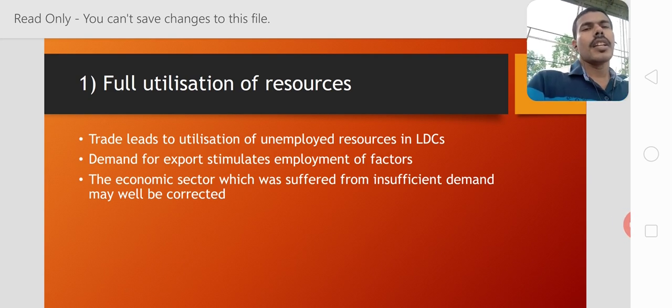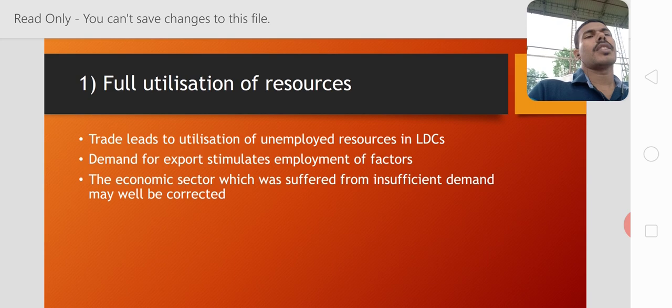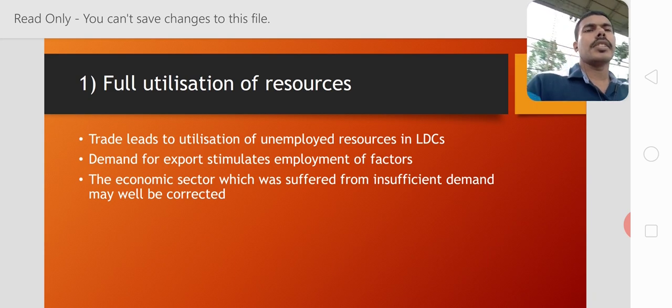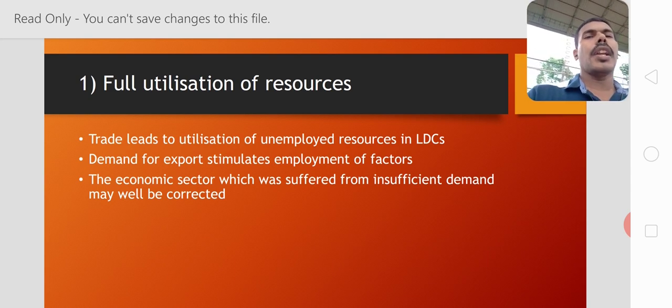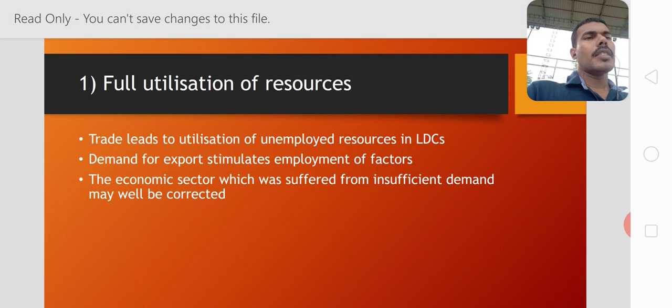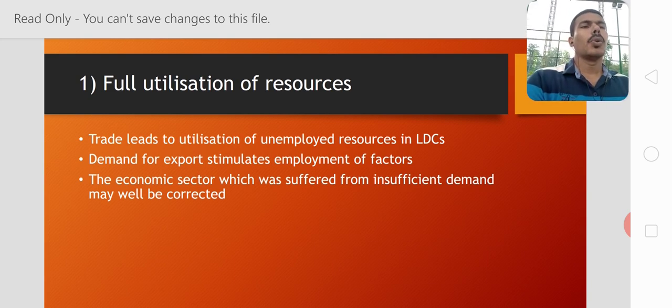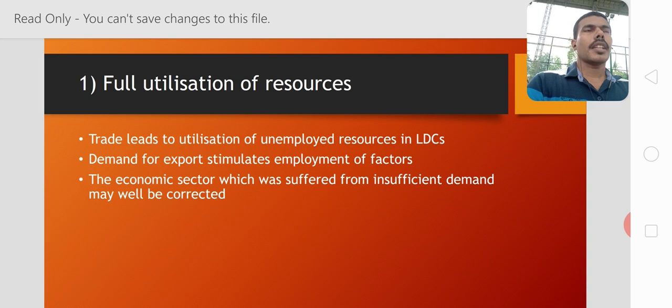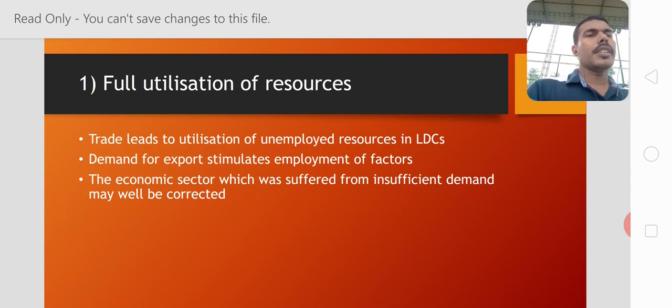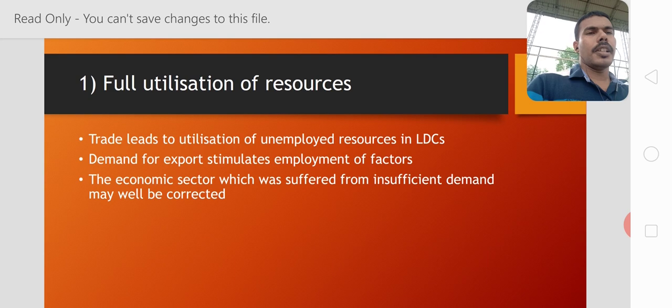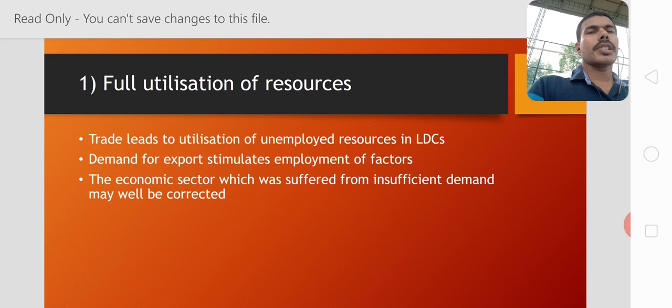First one is the full utilization of resources. There may be some resources in several nations which remain underutilized or unutilized. For example, there are some laborers who remain unutilized. That is the case of unemployment. So this unemployment can be corrected as the export sector is active in that nation. That means the export sector will generate more and more employment. So this is utilization of unemployed or underemployed resources.